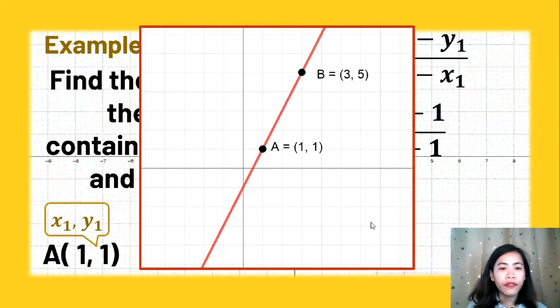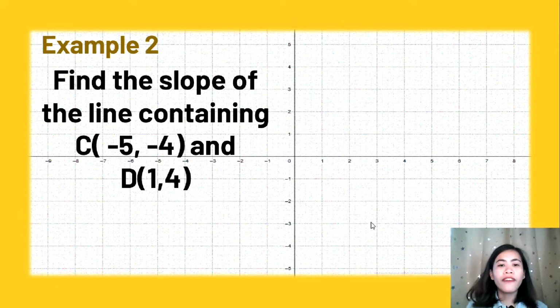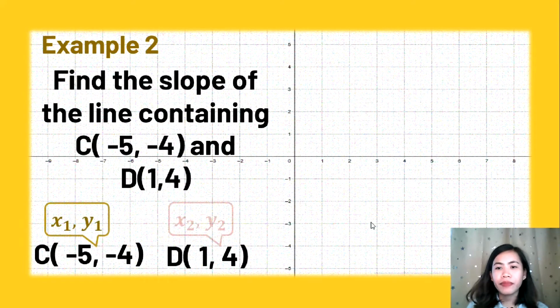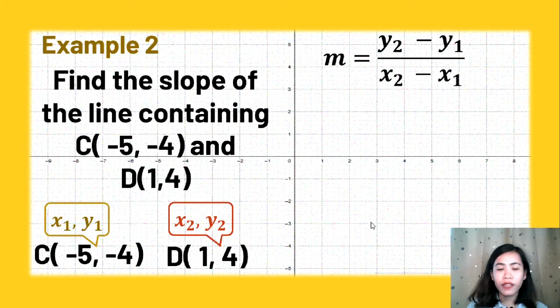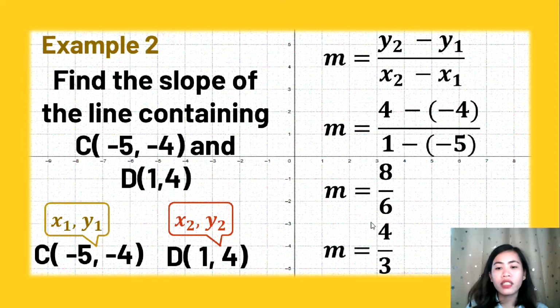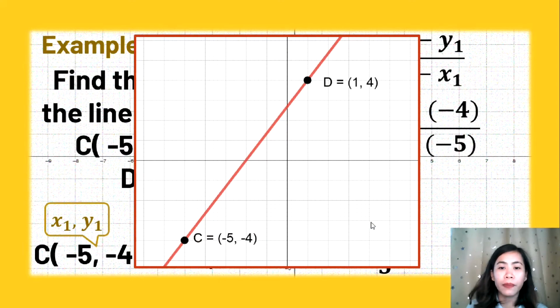Okay, this is the graph of the first given. Next, we have example 2. Find the slope of the line containing C, negative 5, negative 4, and D, 1, 4. Okay, so again, applying the slope formula, we have this, and then we have substitution tayo. So we have 4 minus negative 4 all over 1 minus negative 5. For our answer, we have 8 over 6. Final answer, we have 4 over 3. And this is the graph naman ng second example natin.